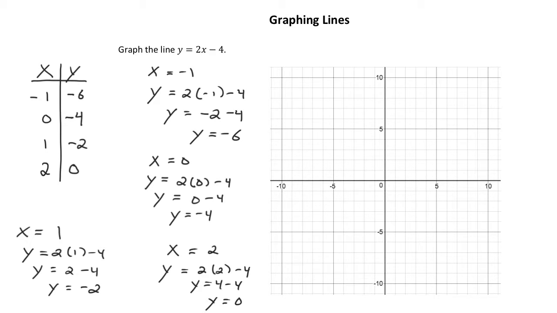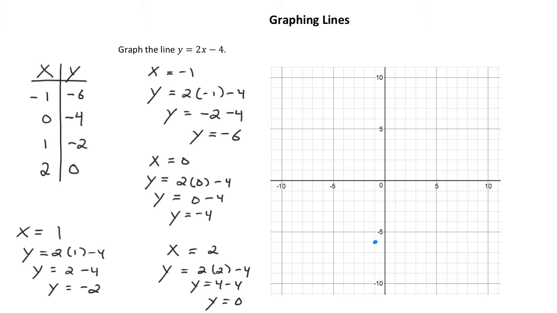Here's what all this information means. If x equals -1, y is equal to -6, that is something that I can plot in the x, y plane. So to plot this point, I start at 0, 0, I go left 1, down 6, and I'll put a point right here.